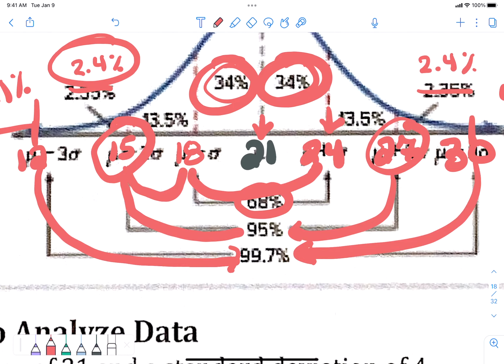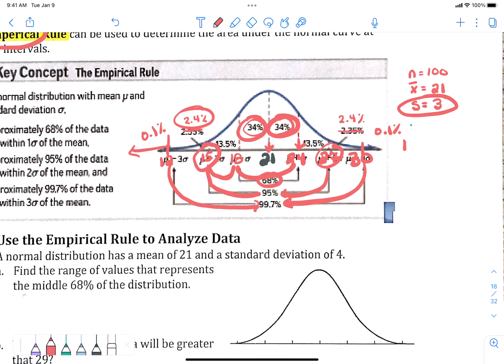99.7%. Do you see that? This is how this works. Yes, I know that. Shh, we're not talking about that right now.